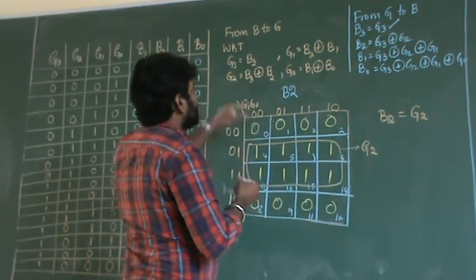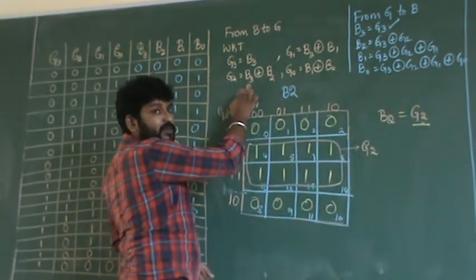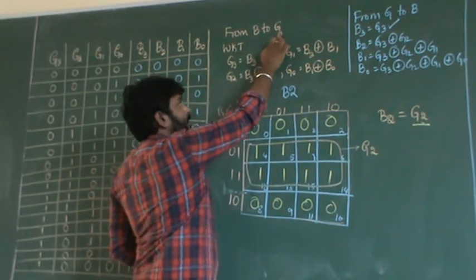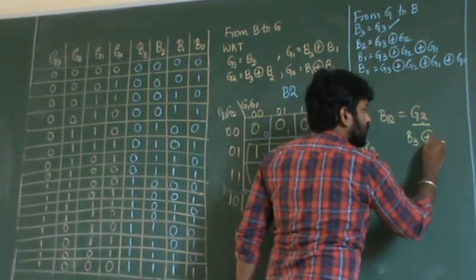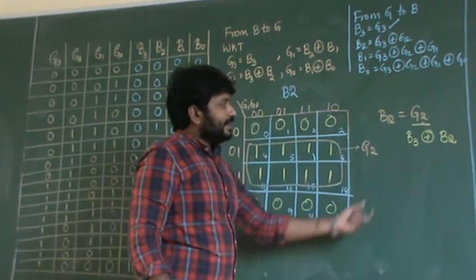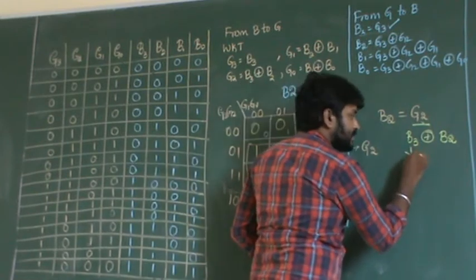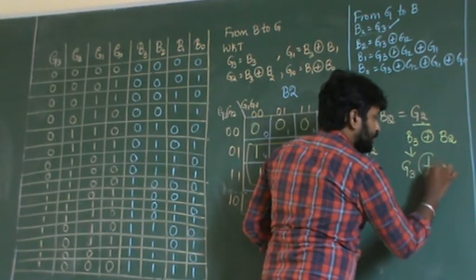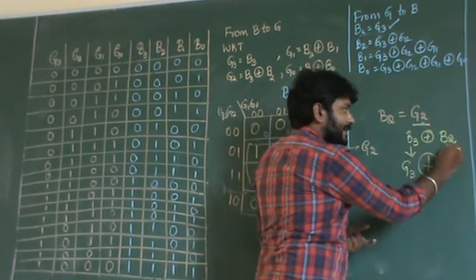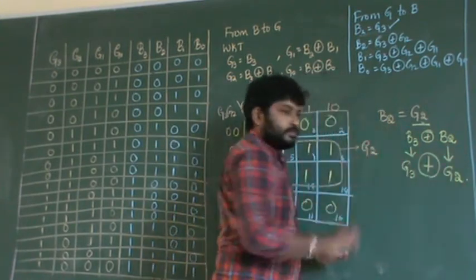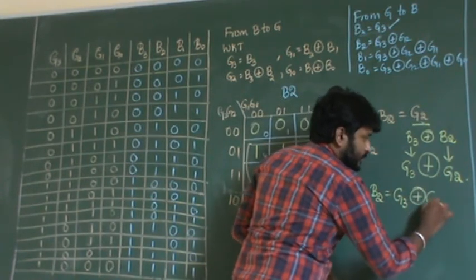So what to do is, what is G2 from the previous table? That is from the previous concept, with respect to binary to gray. So G2 is nothing but B3 XOR B2. Let me substitute here. B3 XOR B2. Can I write B3 as G3 from this? Yes, I can write it down. And what you have got just now is B2 is equal to G2. Can I write B2 as G2 here? So therefore, I can write B2 is equal to G3 XOR G2.